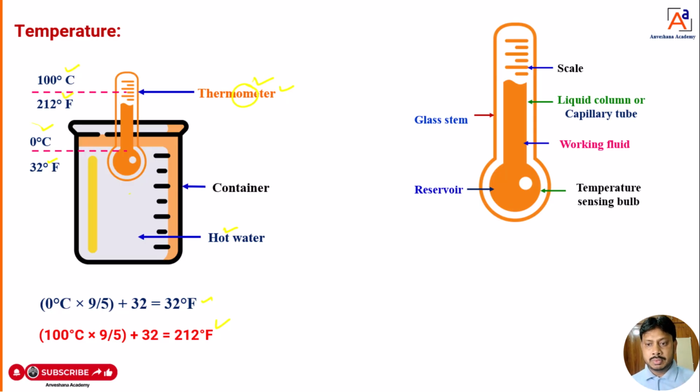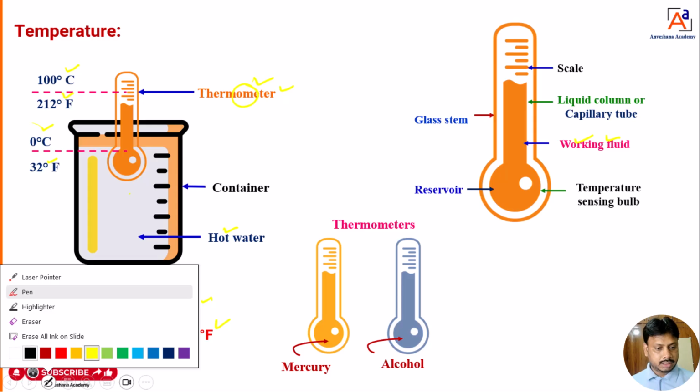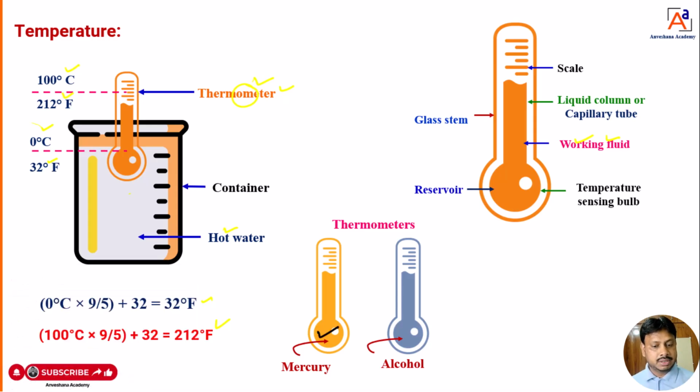So we are using some working fluid. With the help of that working fluid, there is an expansion in the glass tube. With the help of that expansion of the liquid or working fluid in the glass, we can measure the temperature. So we use different types of working fluids in the glass. What are those? We can see here, dear students. We can use mercury in the glass. Because of the expansion of that mercury, we can measure the temperature of the system. Alcohol also we can use in thermometers to measure the temperature.